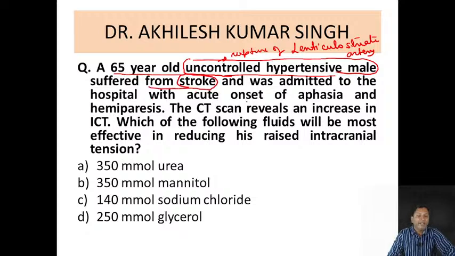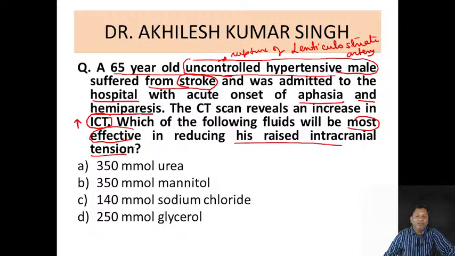Stroke will develop, right? And when the stroke has developed, the patient will be admitted to the hospital. And these are the features of the area affected, aphasia and hemiparesis, right? So hemiparesis is there. The CT scan reveals an increase in the ICT. ICT means intracranial tension, so intracranial tension is increased here. Which of the following fluids will be most effective in reducing his raised intracranial tension? It is asking what is most effective in reducing the raised intracranial tension.